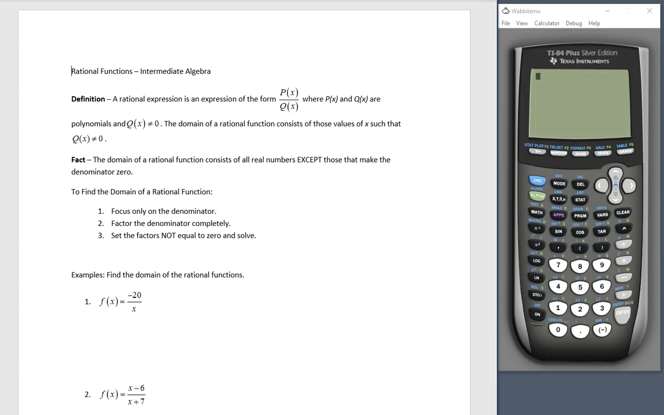So we're going to take a look at just one small item in this lecture, and we're going to look at the domain of a rational function. So first of all, what is a rational function? Let's start with the basics here.